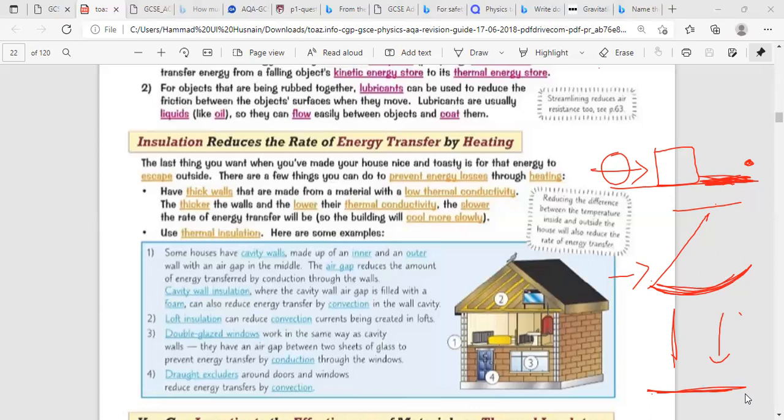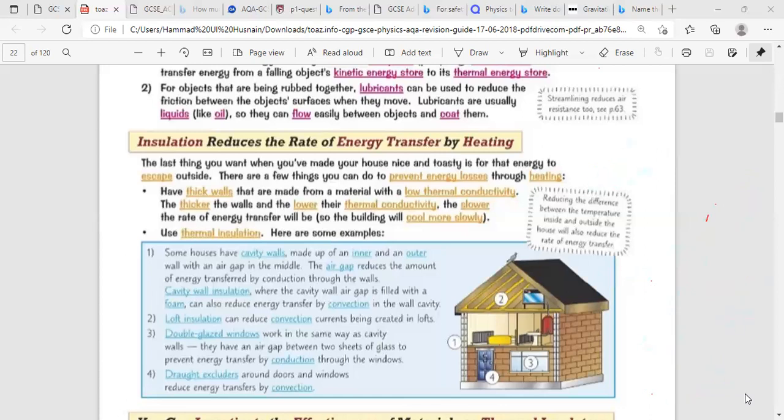So do you get my point? Yeah, that is how insulation reduces the energy losses. Yes, Talha, please carry on. I know, it's fine. It's fine.